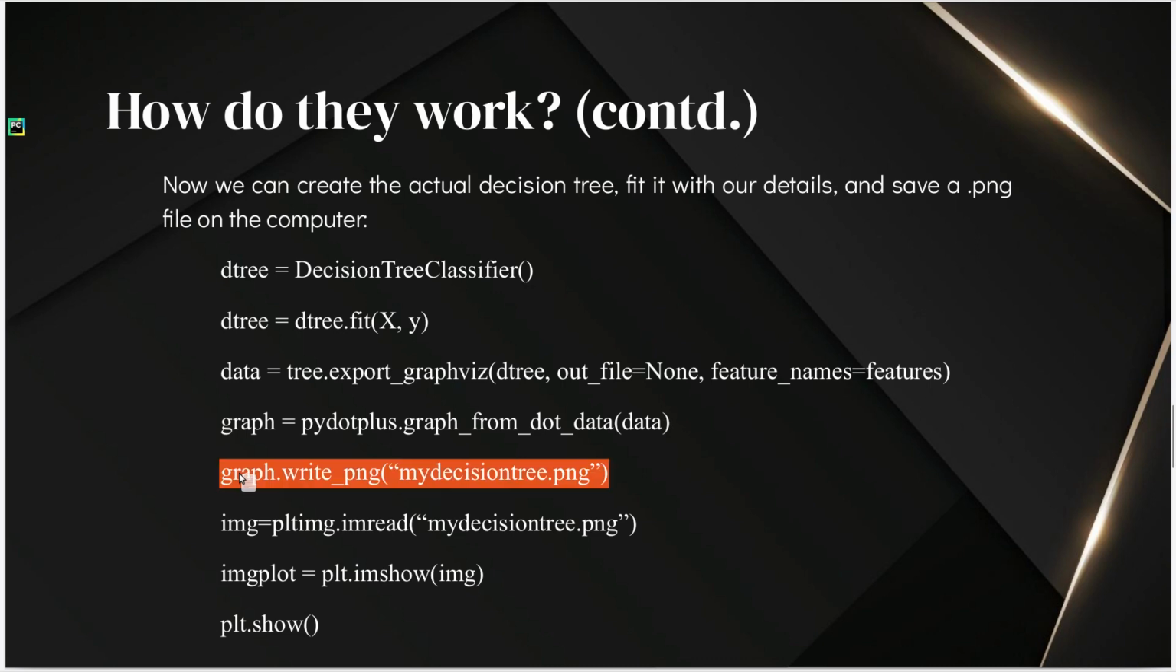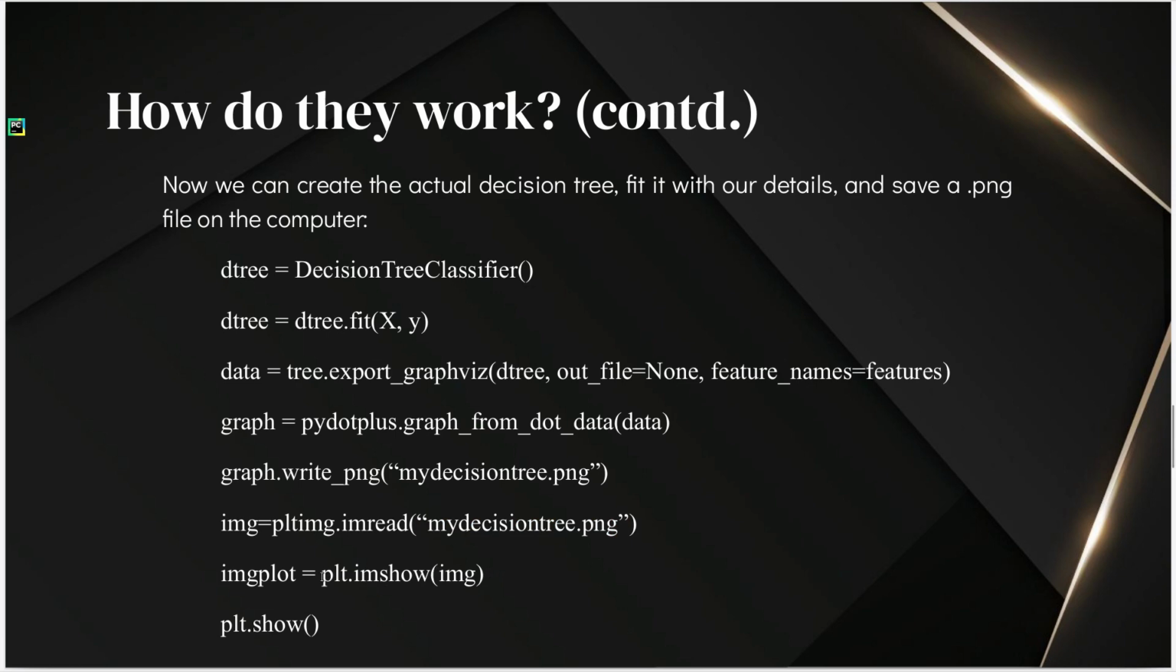Lastly, we write this graph object to a PNG file, mydecisiontree.png. Then we read this image, pltimage.imread, and we pass in the name of the image as a parameter.